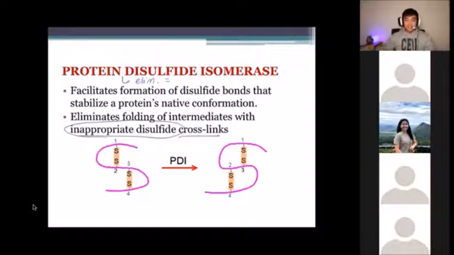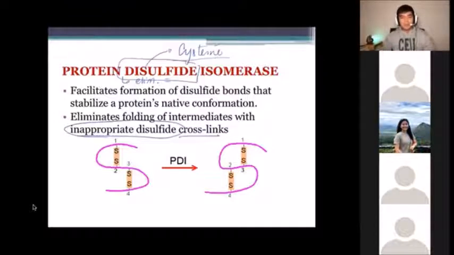So with that being said, we can realize that nakafocus ang protein disulfide isomerase sa mga residues na may disulfide linkages. Ano ba yung may mga disulfide linkages? Yung cysteine residues. Ay yung mga polypeptides na may cysteine residues. Because it is the one responsible for disulfide bond formation.